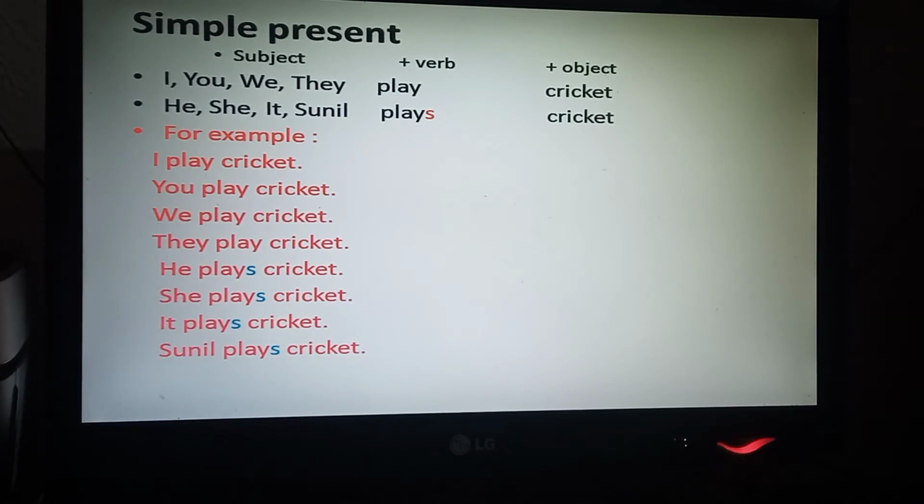We added s to the verb to make it simple present tense. For example, I play cricket. You play cricket. We play cricket. They play cricket. For the third person, we always add s to the verb: he plays cricket, she plays cricket, it plays cricket, Sunil plays cricket.